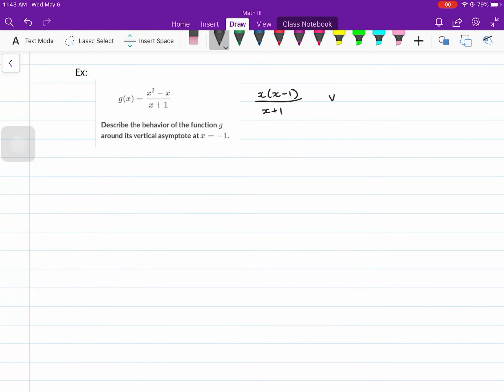So we know that there's a vertical asymptote. There's going to be a vertical asymptote at x equals negative 1. And why is this? Well, one, they tell us. And the other reason is because if you plug in negative 1, you get a 0 on the bottom, but not on the top, because notice those aren't the same factor.